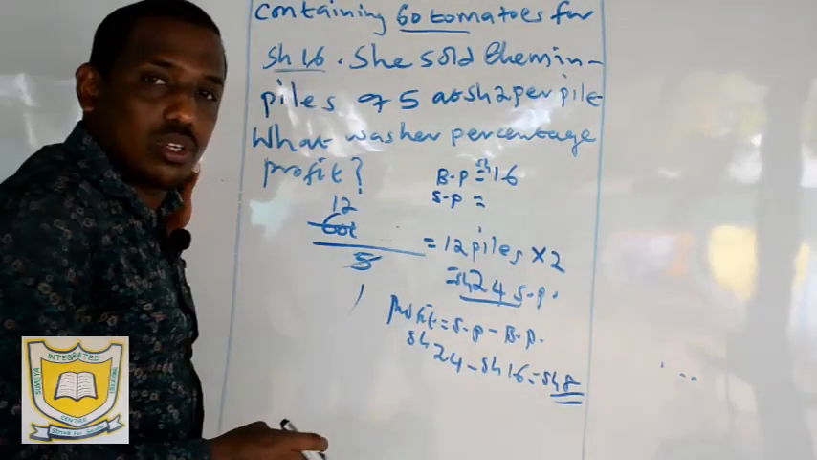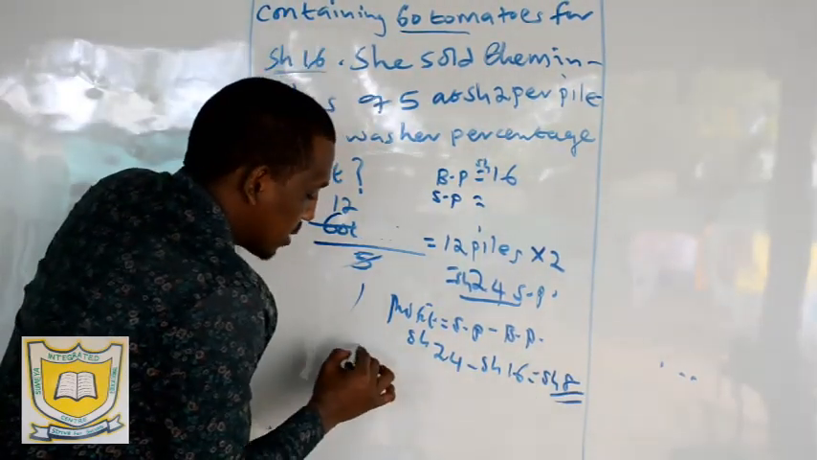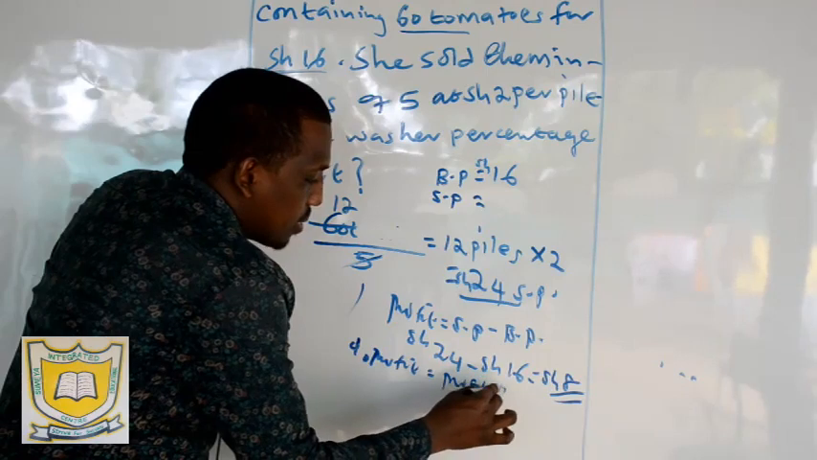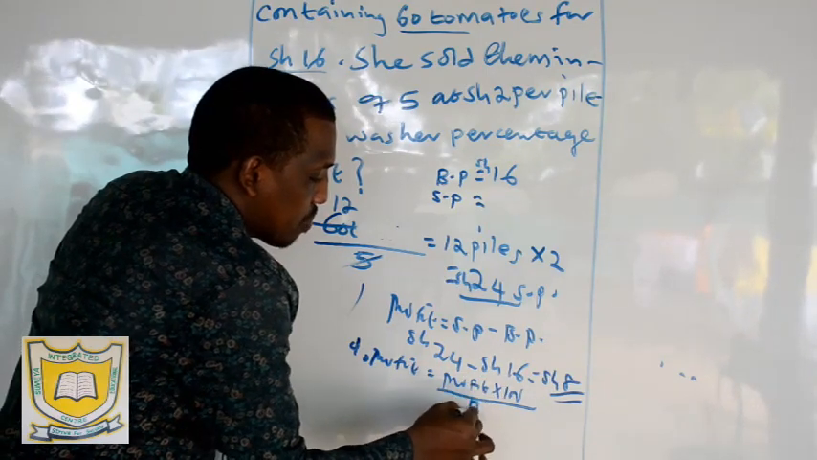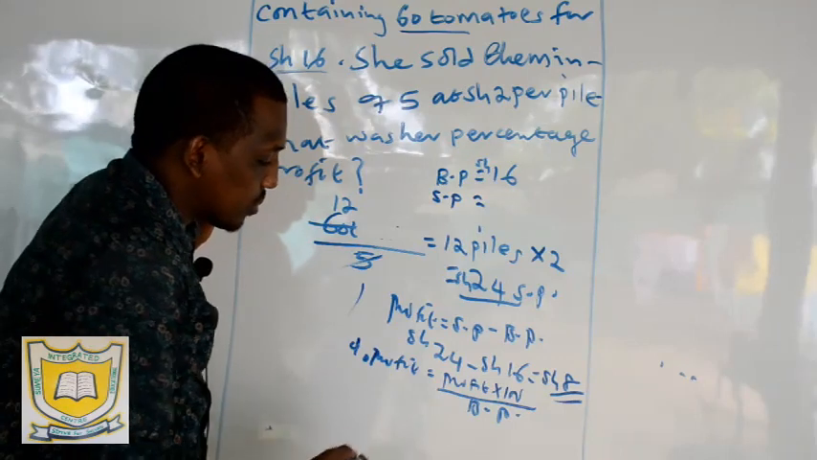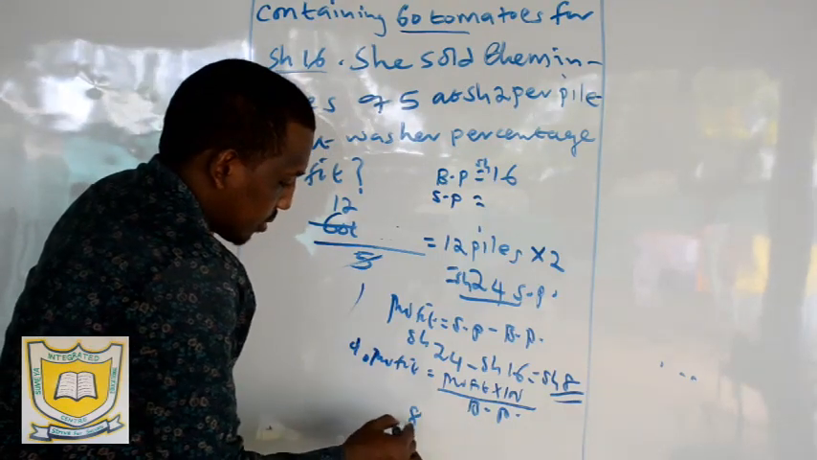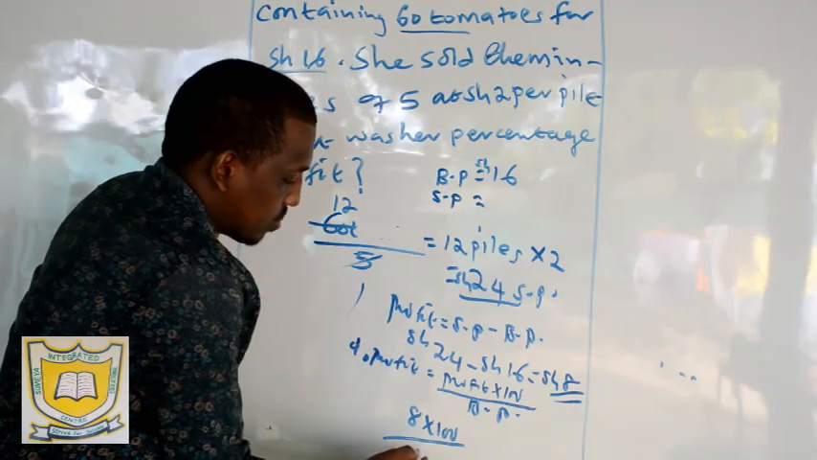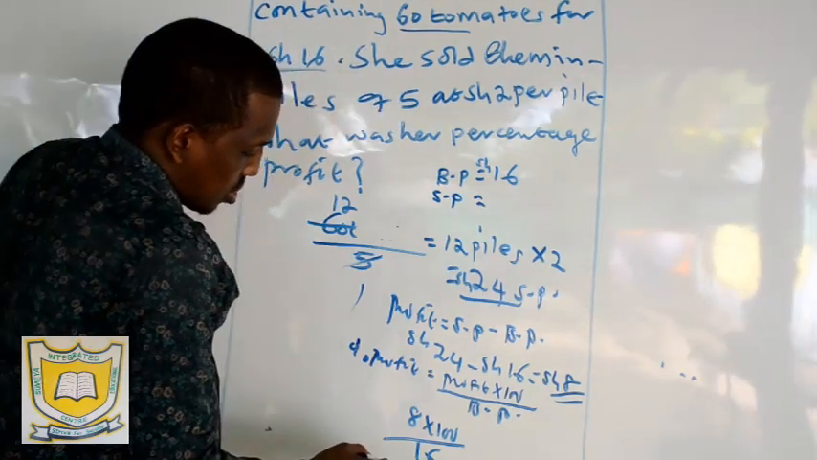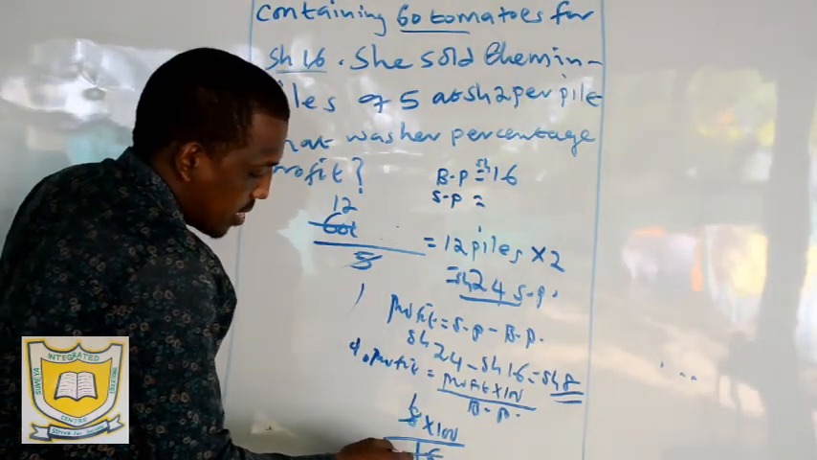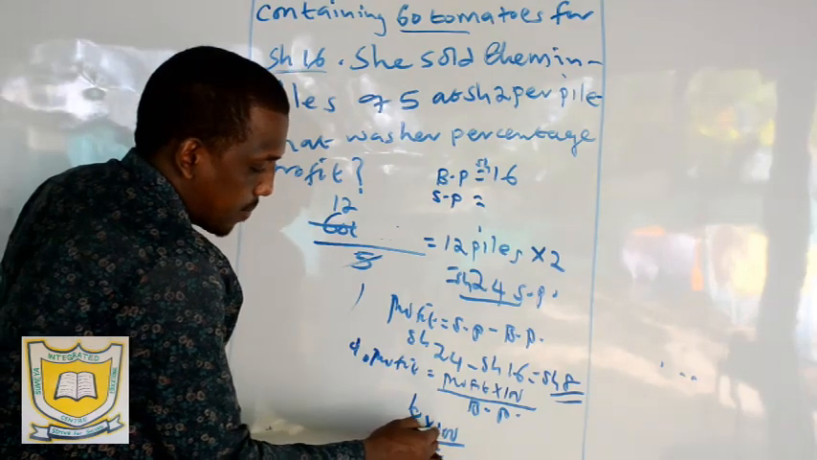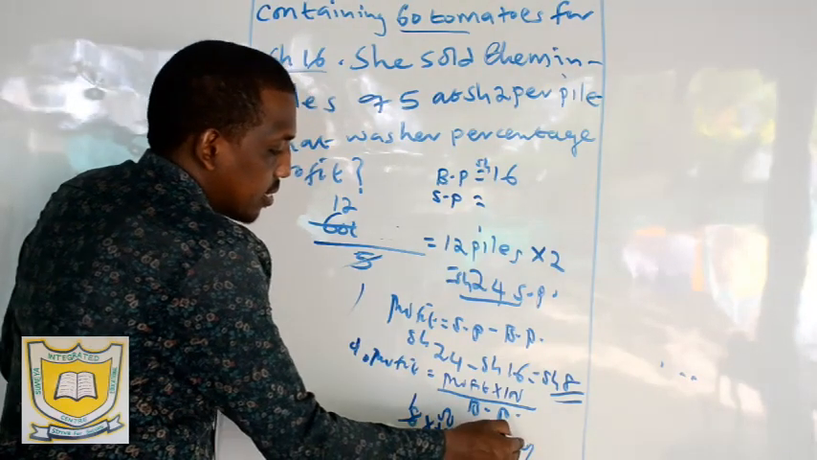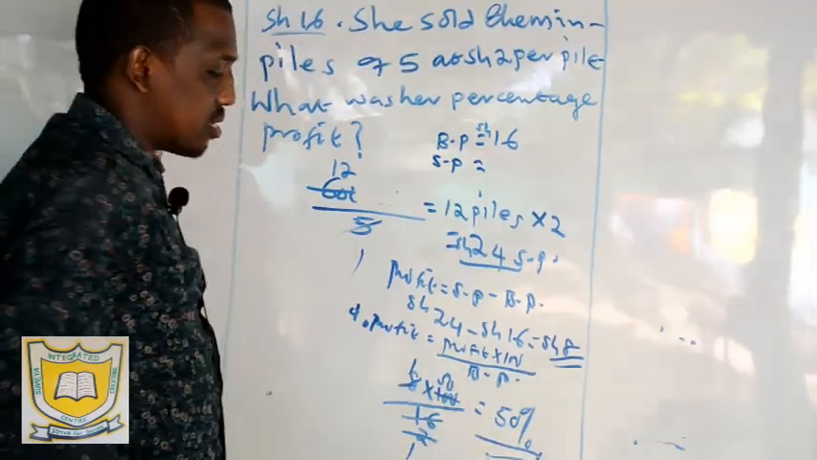So percentage profit is equal to profit times 100 over the buying price. That is how we get percentage profit. We learned that one. So profit, which is 8, times 100 over buying price, which is 16. By 8, 1; by 8, 2; by 2, 1; by 2, 50, which is equal to 50%. That is the percentage profit.